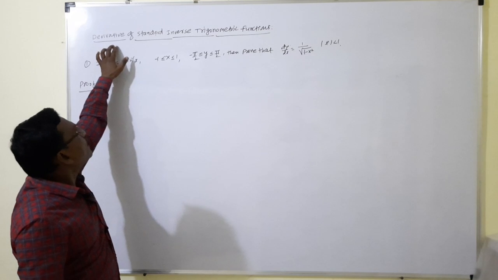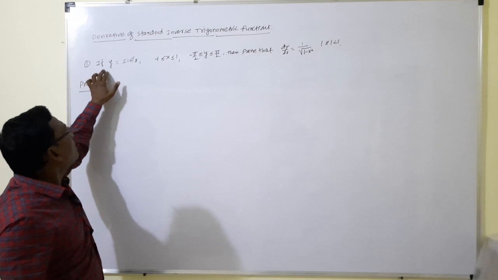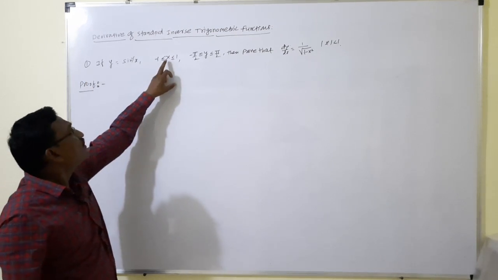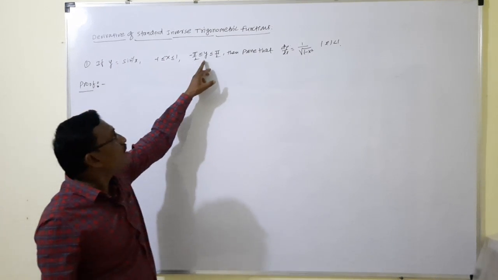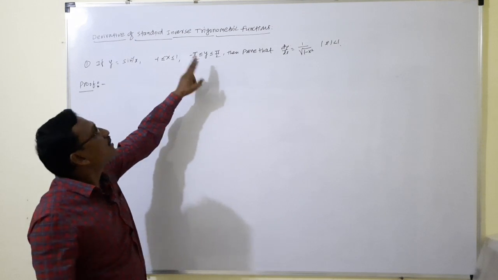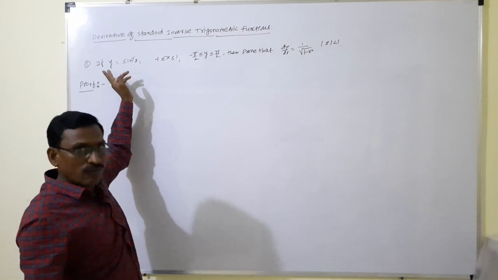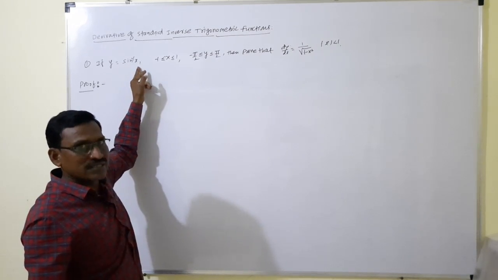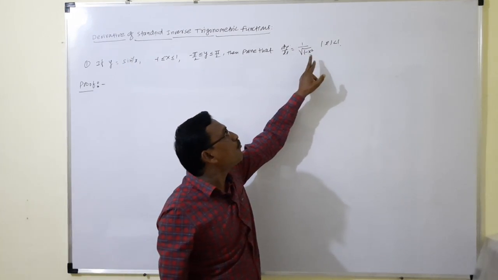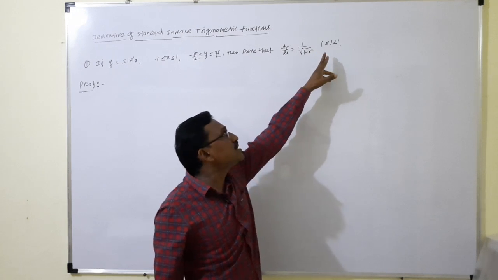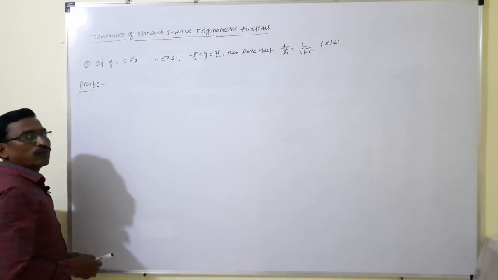Now we take the derivative of standard inverse trigonometric functions. So the first inverse function is: if y equal to sine inverse of x, where x is less than or equal to 1 and greater than or equal to -1, and y is less than or equal to pi by 2, meaning 90 degrees, and greater than or equal to minus pi by 2, then prove that its derivative, the derivative of y meaning sine inverse of x, is 1 upon root of 1 minus x square, where modulus of x is less than 1. So we take the proof here.